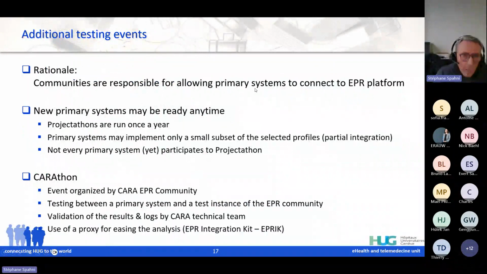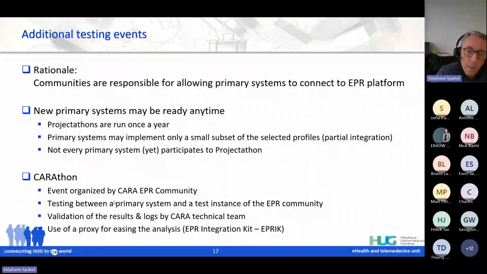We also have some additional testing events linked to the structure of the law, where the communities are responsible for allowing primary systems to connect to the EPR platform. So they are validating the technical interconnection of the primary systems with the EPR community, with the EPR technical platform. And we do not follow for that a one-year cycle because primary systems may be ready at any time.